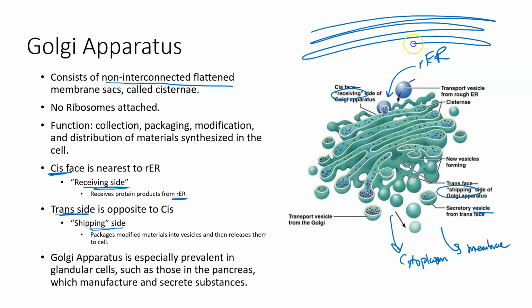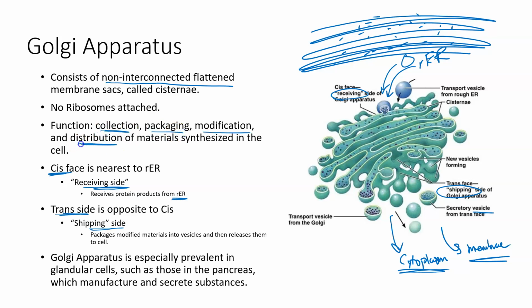The rough ER would be up here, and the ribosomes would be attached to it. And the rough ER, utilizing those ribosomes, would produce proteins that they put in these transport vesicles. Vesicles would be received by the Golgi. They would be modified, they'd be repackaged, they'd be shipped out on this trans side, and they would be sent to where they are needed. So the Golgi apparatus is much like a post office. Its function is to collect, package, modify, and distribute materials throughout the cell.